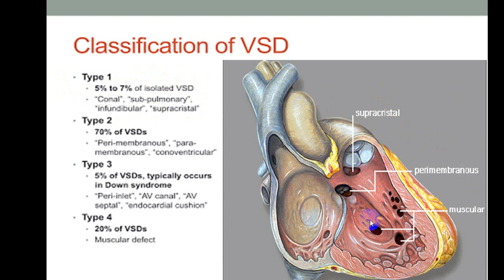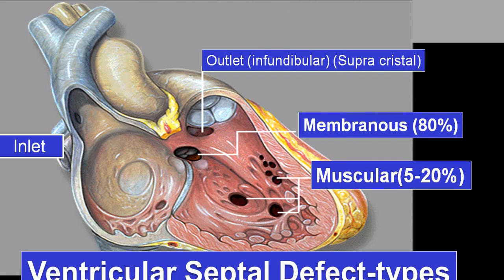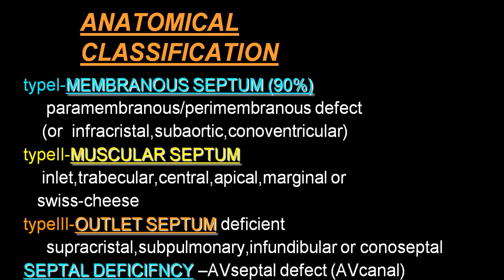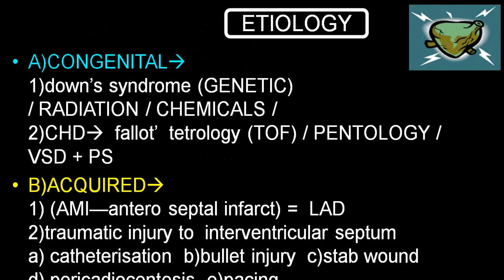Then you come across perimembranous and muscular variety. And if you get it because of an endocardial cushion defect, that is called peri-inlet or AV canal or AV septum, atrioventricular septum. So the majority of them are membranous variety, which you come across in 80% of the groups, and muscular is second common, accounting for 5 to 20%. While supracrystal is close to the infundibulum. Same thing we have mentioned before, membranous is most common.